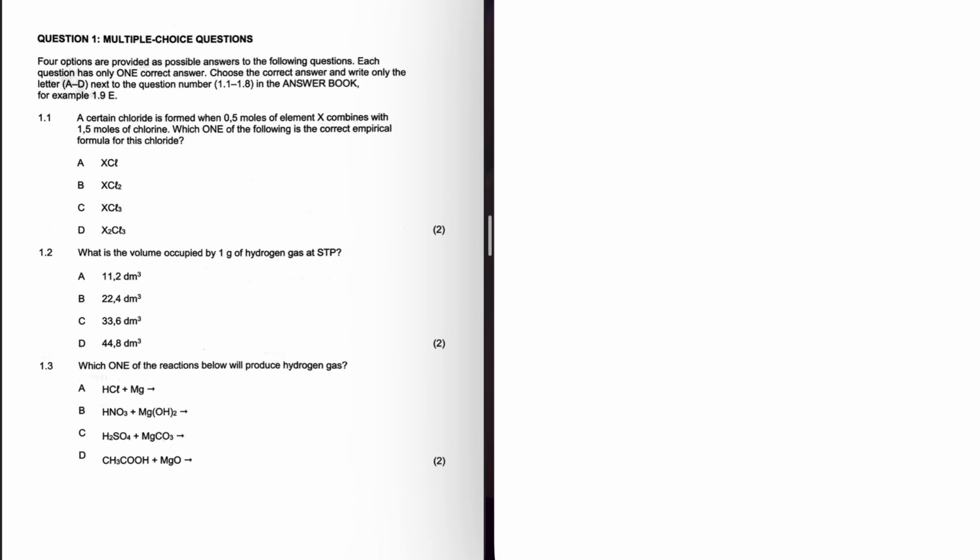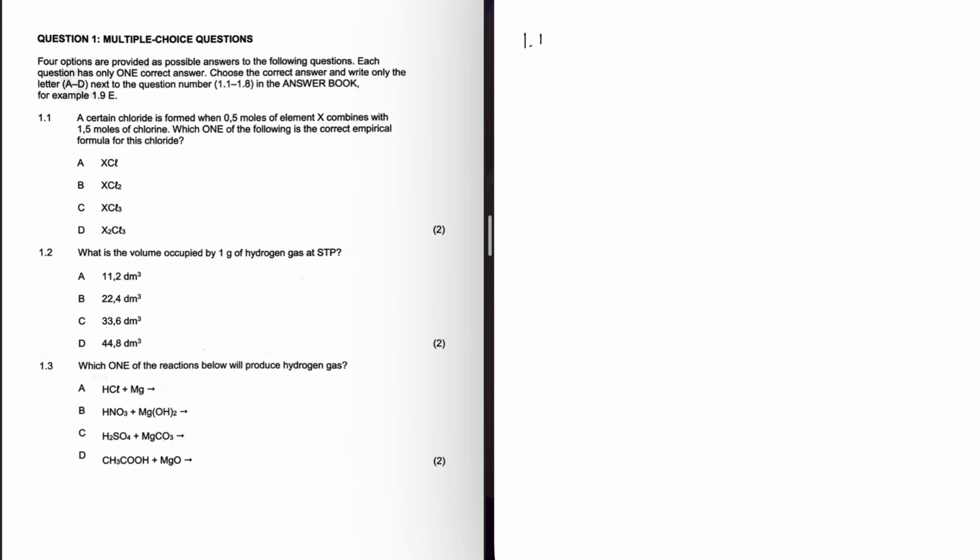Today I'm going to take a look at the grade 11 2025 September physical science exam. Let's start with question 1, the multiple choice questions. Question 1.1, a certain chloride is formed when 0.5 moles of element X combines with 1.5 moles of chlorine. Which one of the following is the correct empirical formula for this chloride?